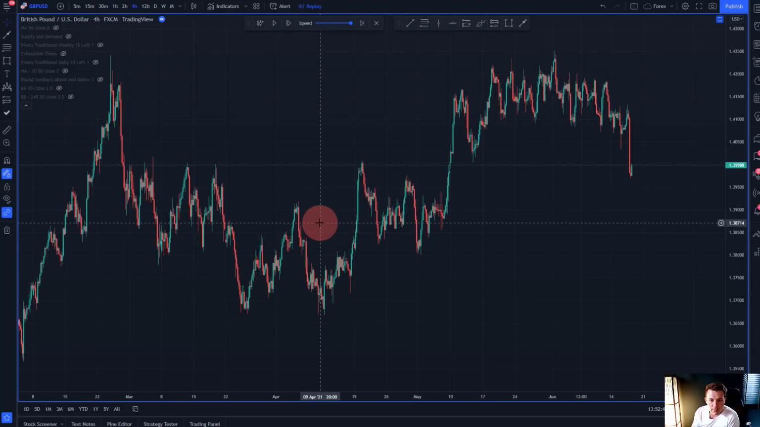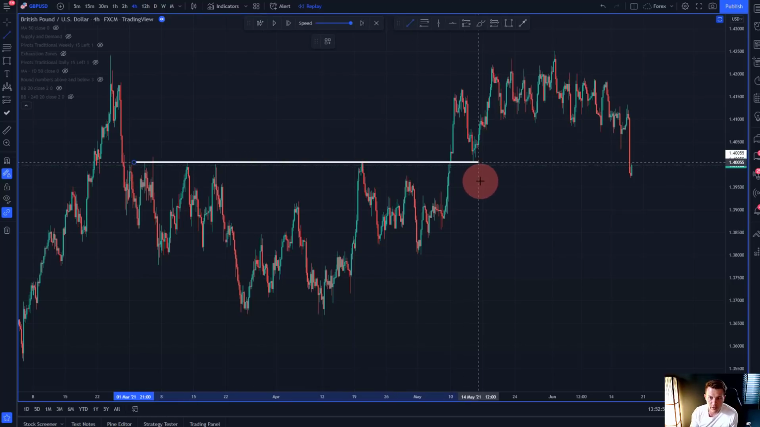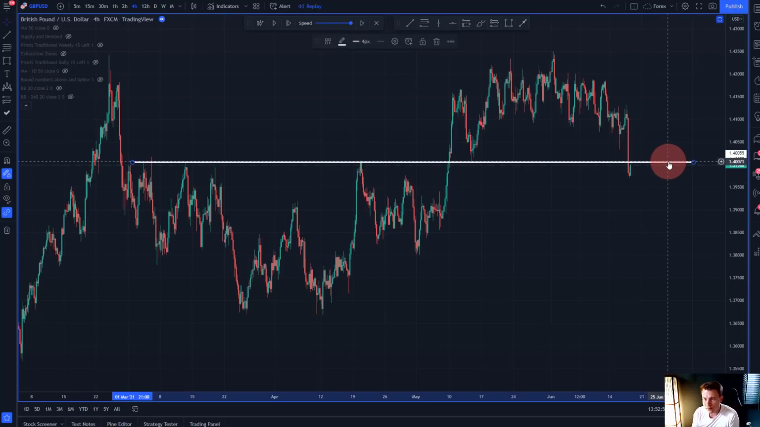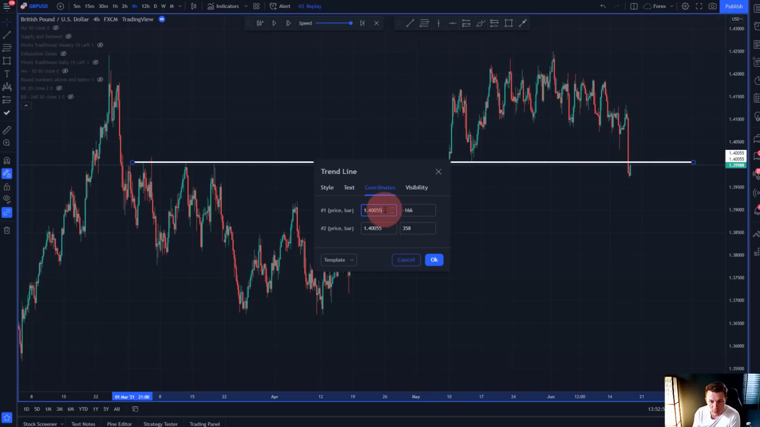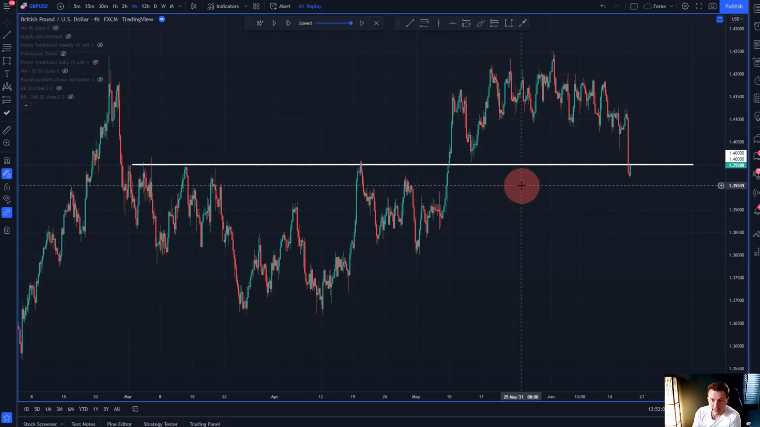So zooming out a little bit, we can see that definitely something is happening in this area. Here, you can see this falls into the same area, so definitely this seems to be a level we have to keep an eye on. And interestingly enough, it's also the round number. So we have 140, we can make it more precise. So 140 is the round number.